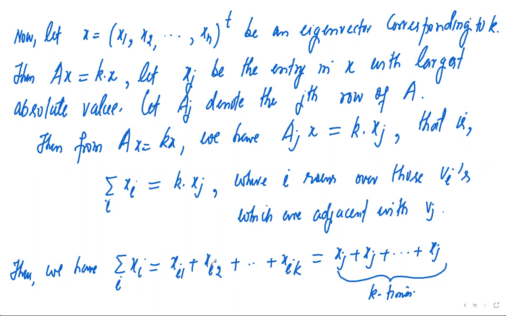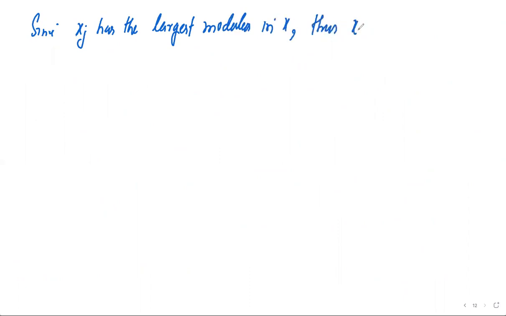And similarly, if some of these xi's has smaller modulus than xj, then it will imply that some other xk has a bigger modulus than xj. So therefore, all of these xi1, xi2, and xik must be equal to xj. So hence we have, since xj has the largest modulus in x, thus x1 is equal to x2 is equal to so on is equal to xn.